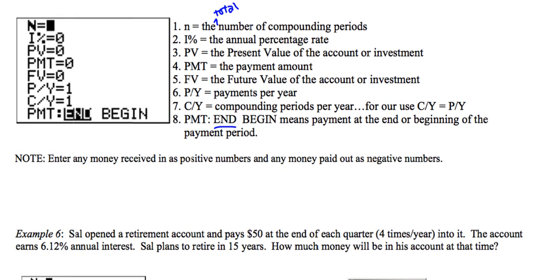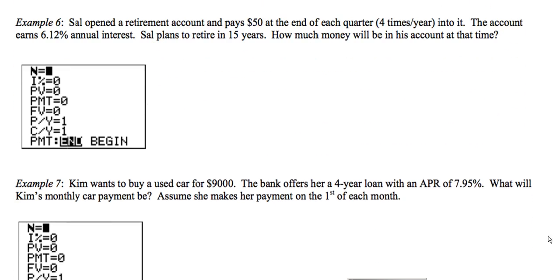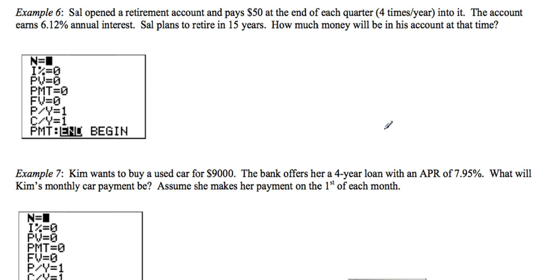Okay, so let's look at example number 6. Sal opened a retirement account and pays $50 at the end of each quarter, which is 4 times a year, into it. The account earns 6.12% annual interest. Sal plans to retire in 15 years. How much money will be in his account at that time?